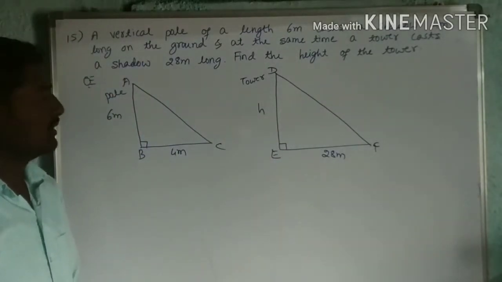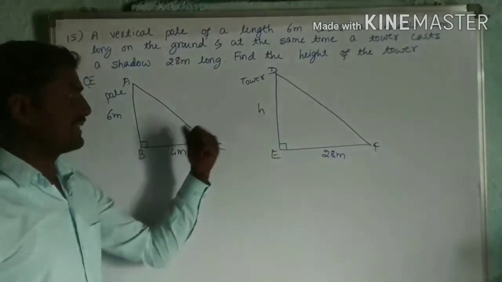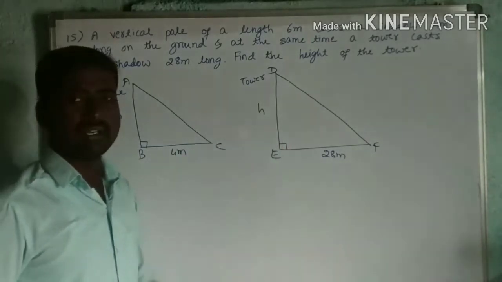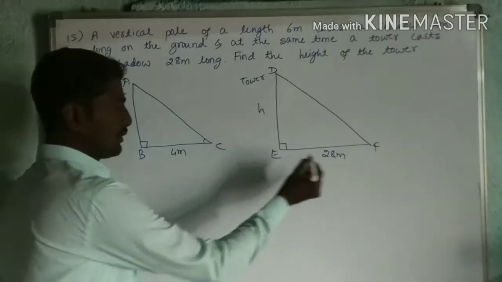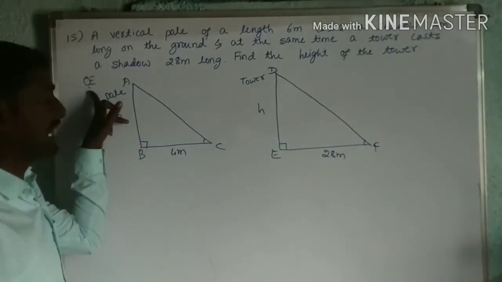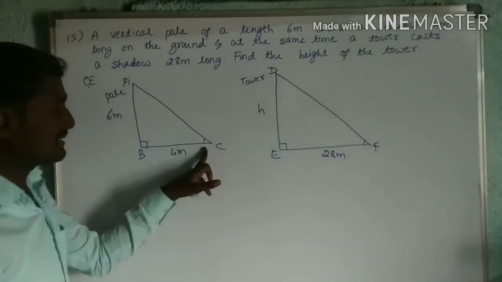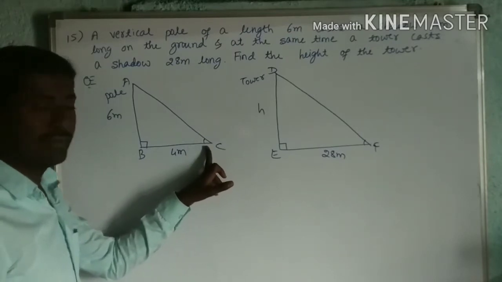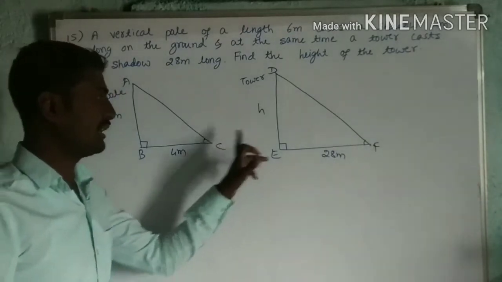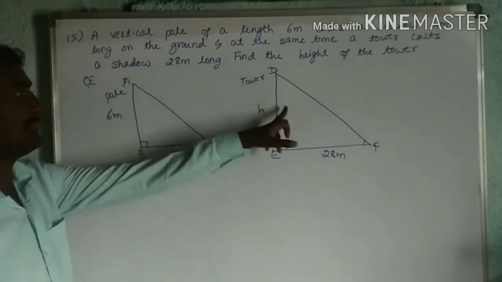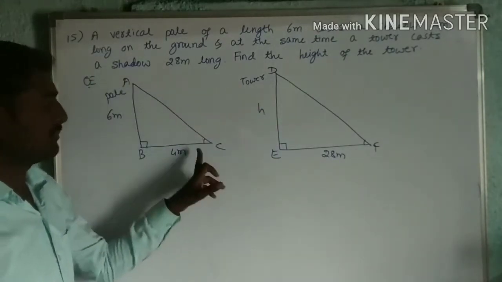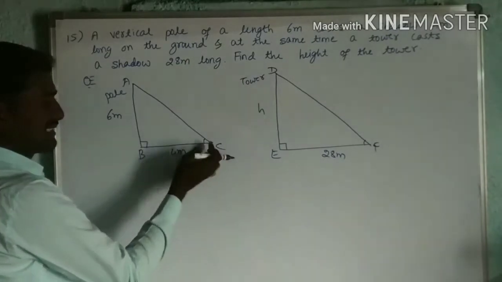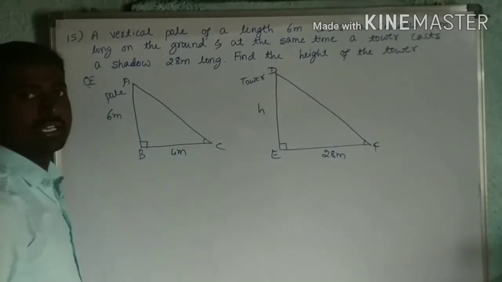How can we find it? These two triangles are similar. Why? Because here is one angle of 90 degrees, here is also one angle of 90 degrees. Now, this angle is equal to this angle because at the same time, you can take this as the observer, the angle of elevation. This angle of elevation and this angle of elevation are always equal because it is at the same time. Otherwise, you can take this angle is also equal because if two angles are equal, then the third angle is also equal.